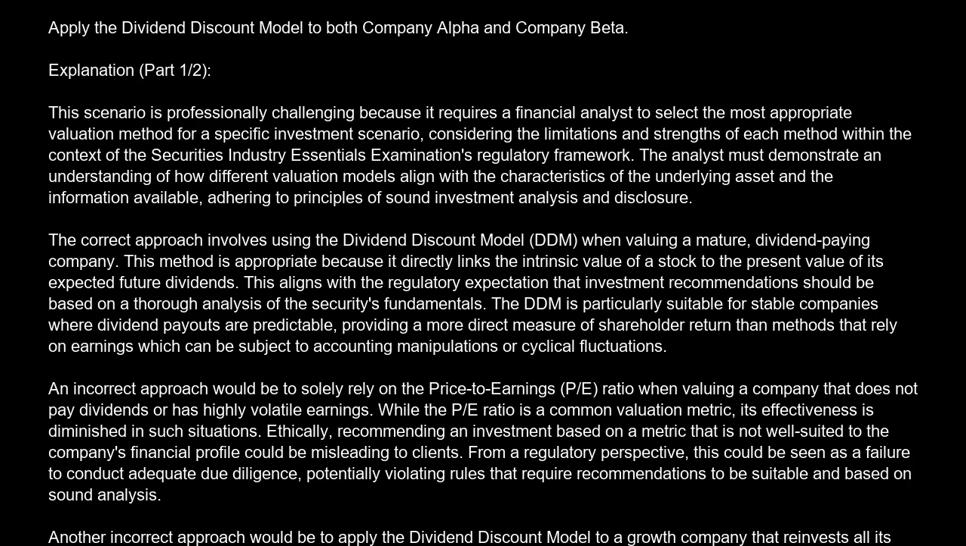The correct approach involves using the dividend discount model, DDM, when valuing a mature dividend-paying company. This method is appropriate because it directly links the intrinsic value of a stock to the present value of its expected future dividends. This aligns with the regulatory expectation that investment recommendations should be based on a thorough analysis of the security's fundamentals. The DDM is particularly suitable for stable companies where dividend payouts are predictable, providing a more direct measure of shareholder return than methods that rely on earnings, which can be subject to accounting manipulations or cyclical fluctuations.